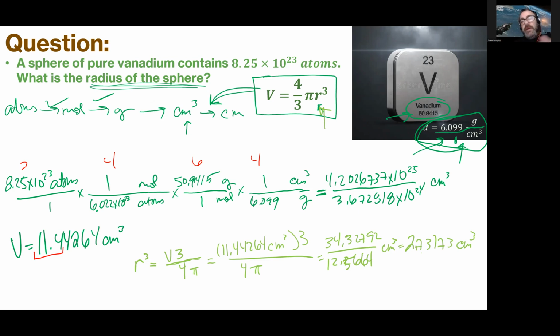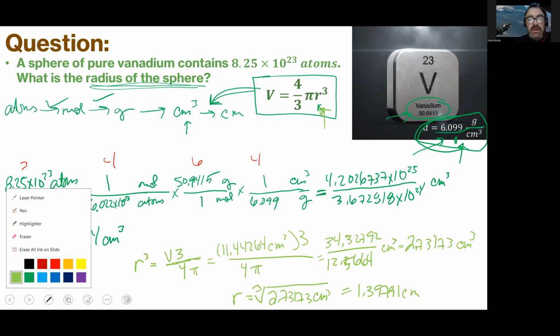That's not the radius. That's the radius cubed. We need to uncube the radius, so we have to do the cube root. So the radius is the cube root of 2.73173 centimeters cubed. The answer is 1.39791 centimeters. Just exactly enough room.